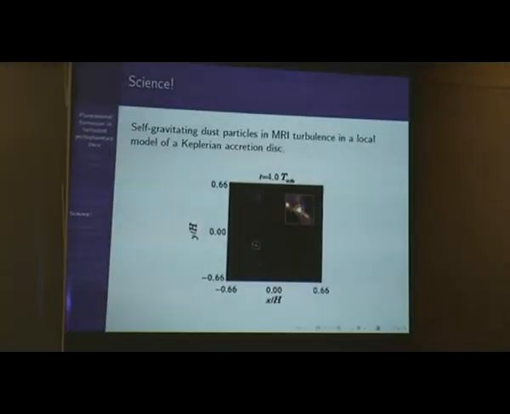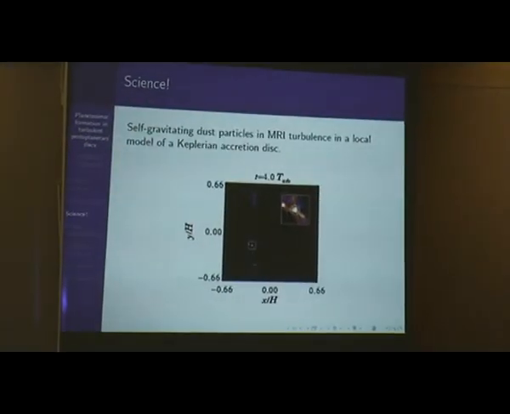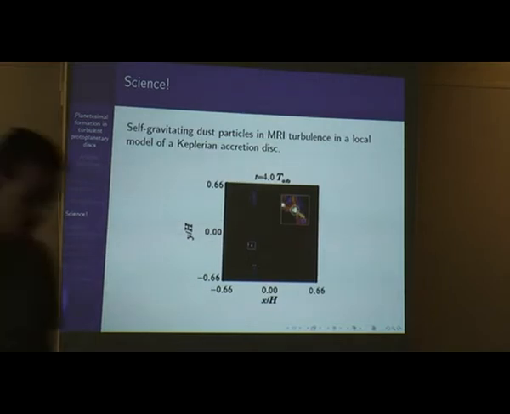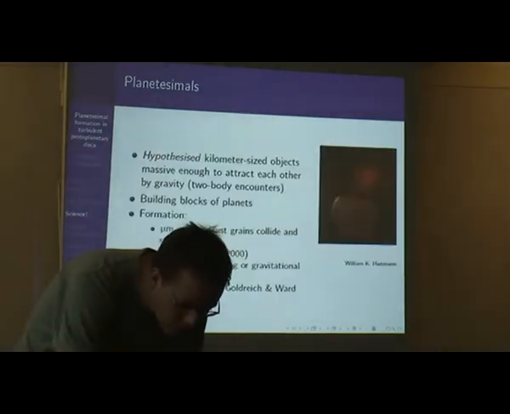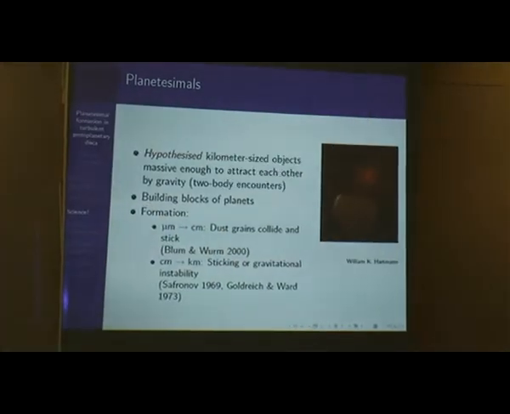All right. So the science part I wanted to do with this was to have self-gravitating dust particles in MRI turbulence, so magnetorotational turbulence, in a local model of a protoplanetary accretion disk. And I'll come back and explain later what this plot means. I just need to talk a little bit about science.